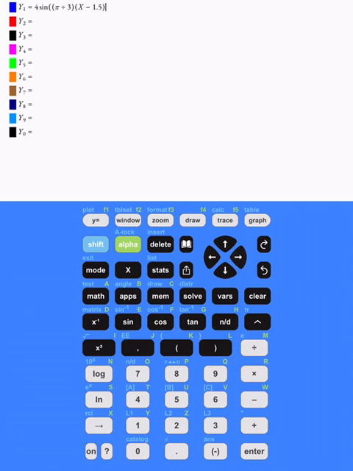I arrow over, and then I get plus. Oh, I need to close that bracket because I have an open bracket, open bracket, open bracket. I have the same amount of open brackets as closed. So I have 1, 2, 3 open brackets, 1, 2, 3 closed brackets, and then plus 2. Now I don't want to hit graph because I want to go to my window.